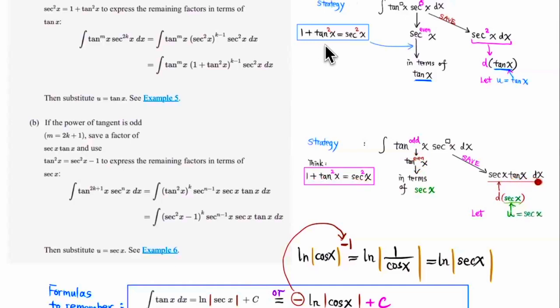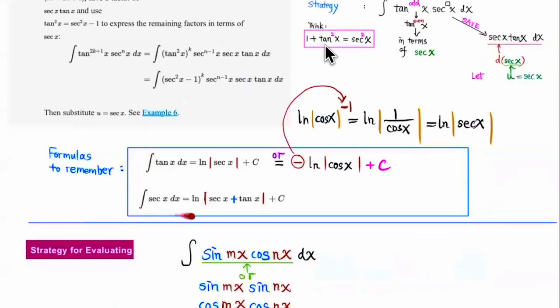However, just saving one tangent x is not enough, because we don't see a d of something equal to that. So the tangent x needs to save a friend together with it, which is a secant x. Secant x tangent x is the derivative of secant x. So if you let u be secant x, this is just du. Then later you express everything in terms of secant x, and then everything will be in terms of u. Okay, so that's a safe method. I call it the safe method. You save one factor of this secant x tangent x like that.